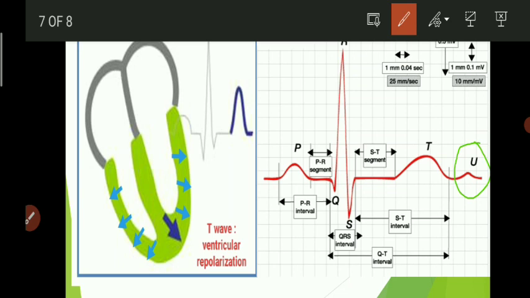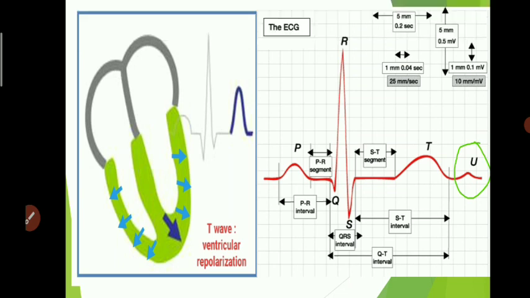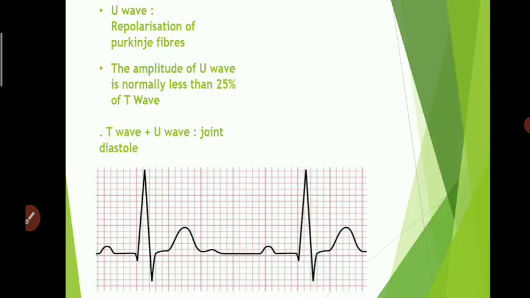The U wave is usually very small, and the magnitude of this U wave is usually less than 25% of the magnitude of the T wave. That is, the U wave will be even shorter than one quarter the height of the T wave. The T wave and the U wave together will represent joint diastole. That is, while the T wave and the U wave are being formed, both auricles and ventricles would be seen relaxing. That is, joint diastole is represented by the T and U waves combined.